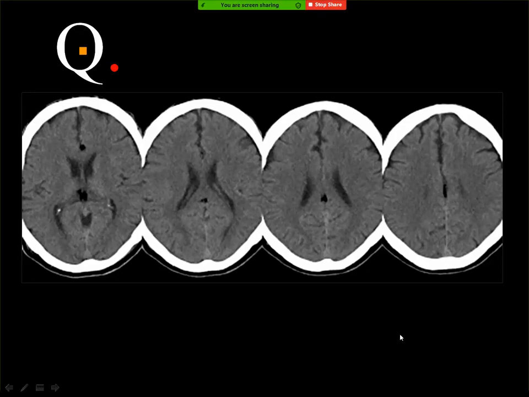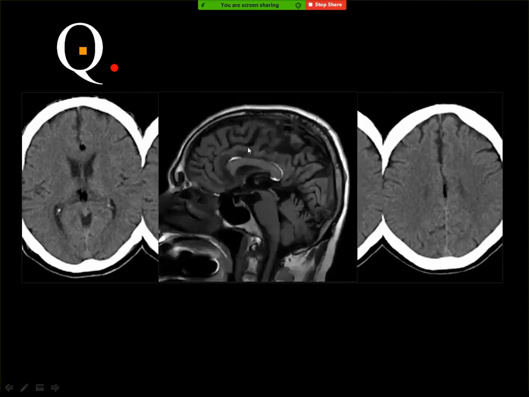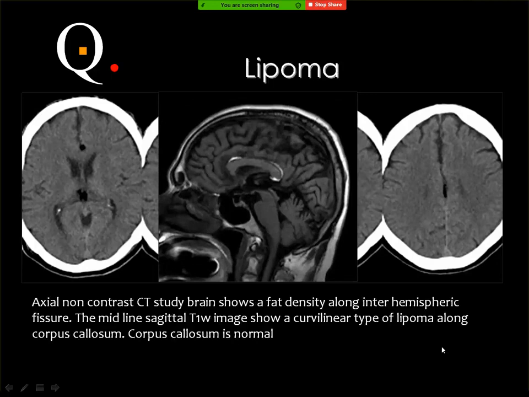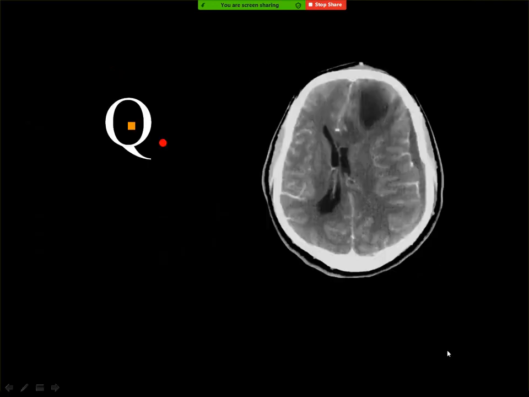In the third ventricle, this is fat. Yes, fat, you are right. There is no dermoid cyst. And this is the anatomic location of the corpus callosum. Then this is a lipoma of the corpus callosum.